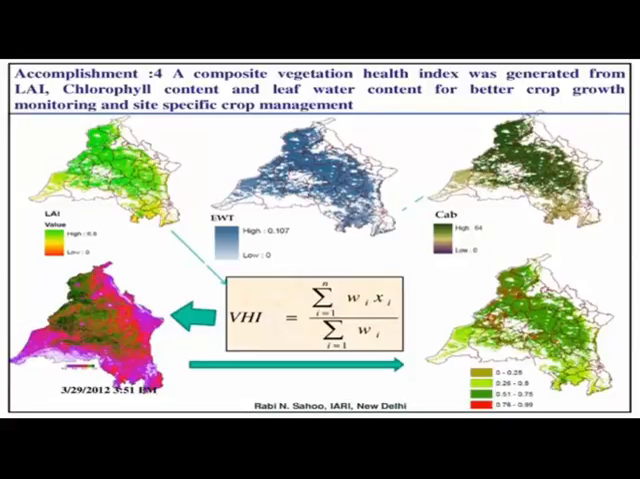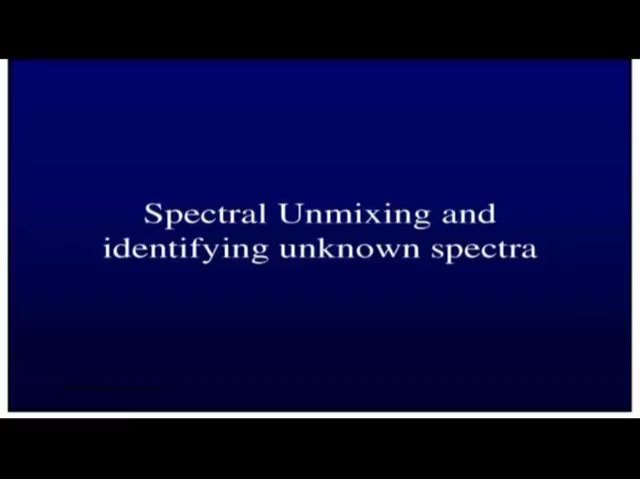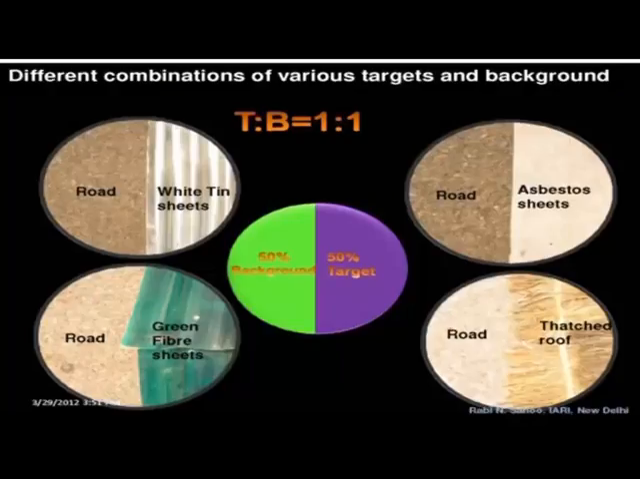Then coming back to the last phase: how one can do spectral unmixing, or identify unknown spectra. Within the sensor's field of view, like if the sensor is at 25 degrees, you can know the field of view. You have different features, again at a 1:1 ratio. That means 50% is the background, 50% is the target. Like this, you have 50-50, like a lawn, tin sheets, grass, a thatched roof. So you will get a spectra which will be a mixed spectra. You can have a pure spectra of grass, a pure spectra of tin, then you will get a mixed spectra now.